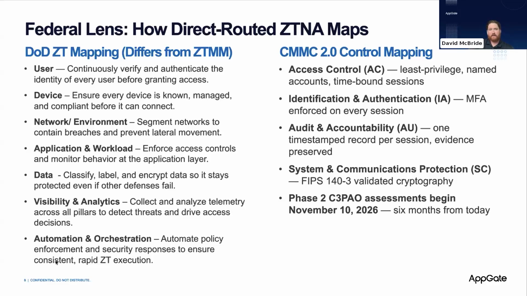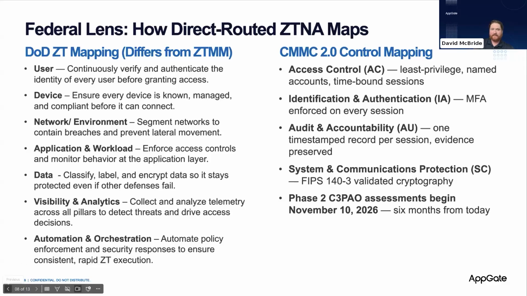Moving on, we go to the audit and accountability piece, referred to across the industry as AU. It's one timestamped record per session, evidence preserved in your SIEM and not the vendor's cloud, things like that. And then you've got system and communications protection, or SC, but holistically it's your FIPS 140-3 validation, so the cryptography on both the client and the gateway, if you look at it through the AppGate lens. And I want to put a pin in that November 10th date again here. This is the third time I'm bringing it up. I know I'm redundant, but that phase 2 C3PAO assessment will begin about 6 months from now.